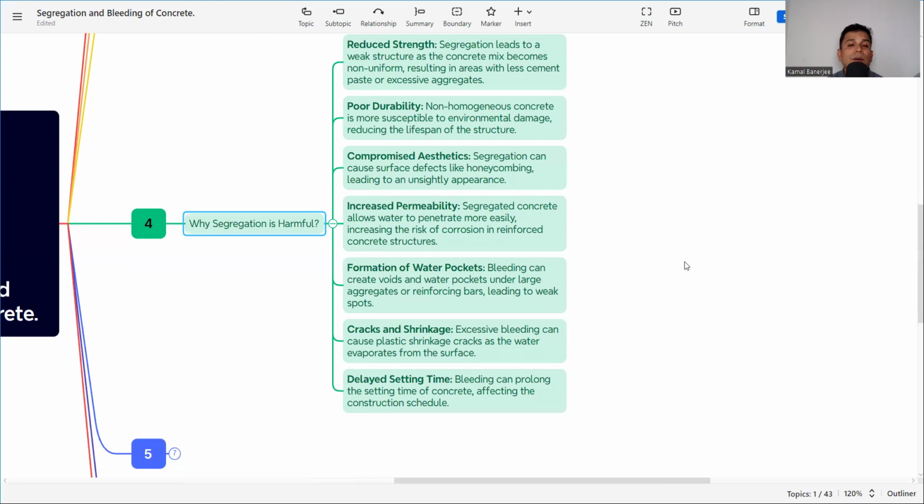Then increased permeability. If there is segregation, there is a void or a crack, so what will happen? The permeability will increase and the water and other sulfate and chloride ions will ingress inside the concrete. And what will happen? It will react with the reinforcement and corrosion will happen.